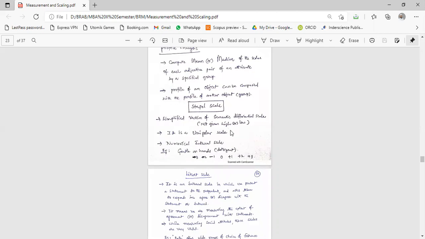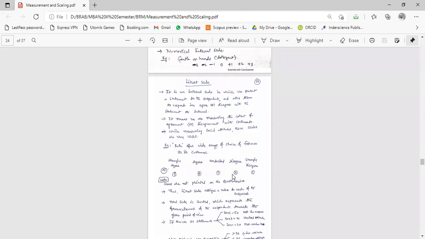It is a numerical interval scale, so numerical intervals will be there. Suppose gentle on hands, this is the detergent feature. How do you rate? Whether you rate -3, -2, -1, 0, +1, +2, +3. So -3 means very, very bad like that. Then very bad, bad, cannot say, good, very good, extremely good like this. So these points will be given some number. We are just rating it, so then it is known as a Stapel scale.